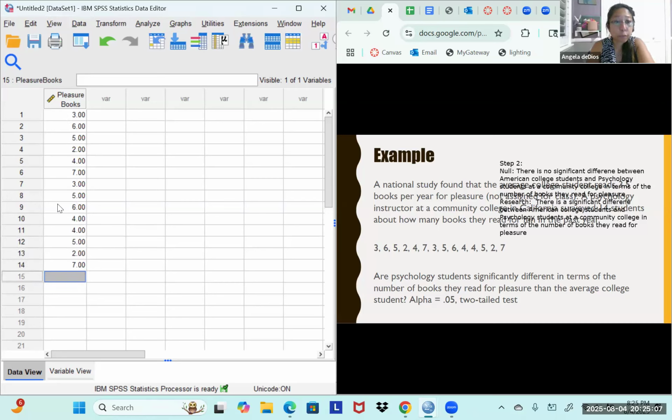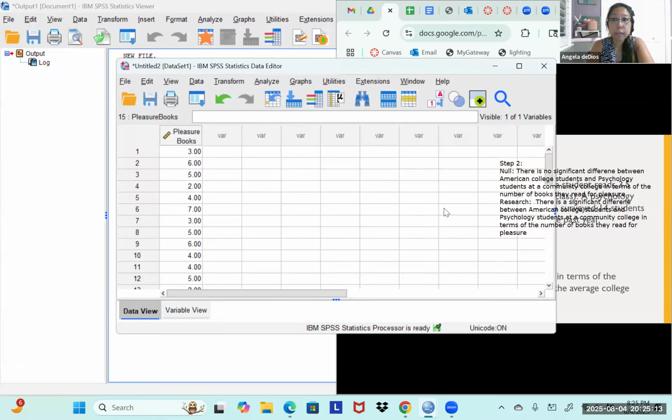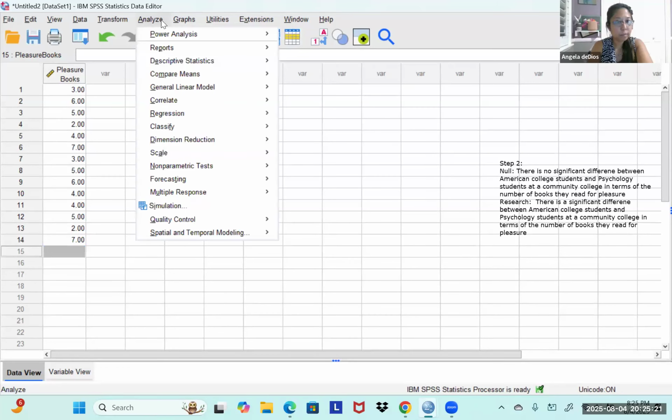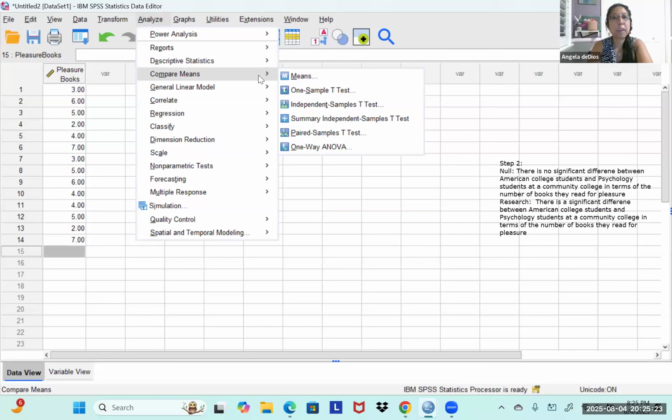All right, so that's 14 people whose data is represented here. So now we can go ahead and conduct the single sample t-test. To do that, I go to Analyze, I go to Compare Means, and I go to One Sample t-test.